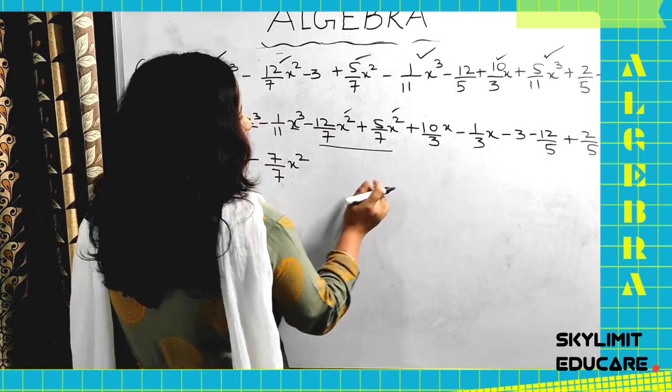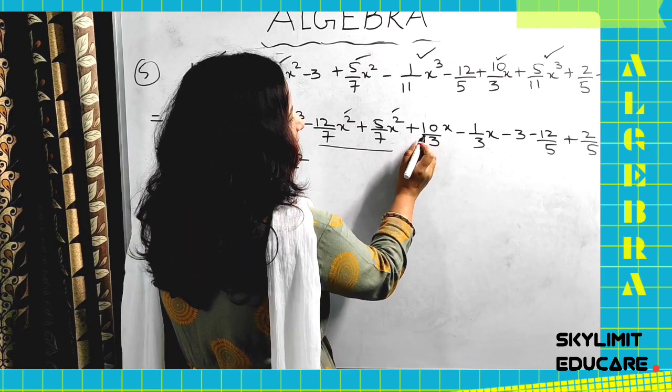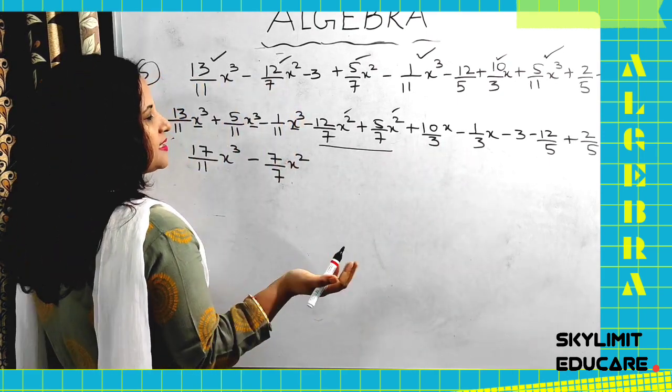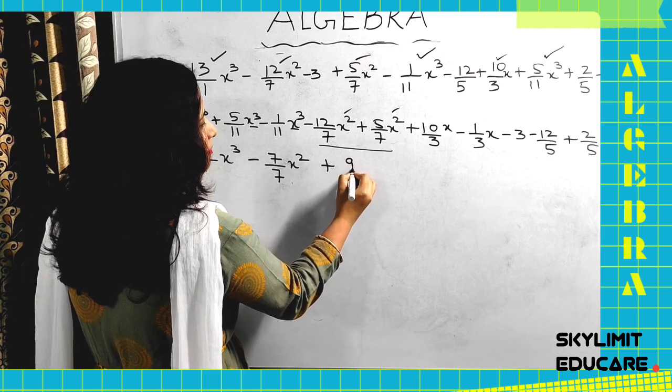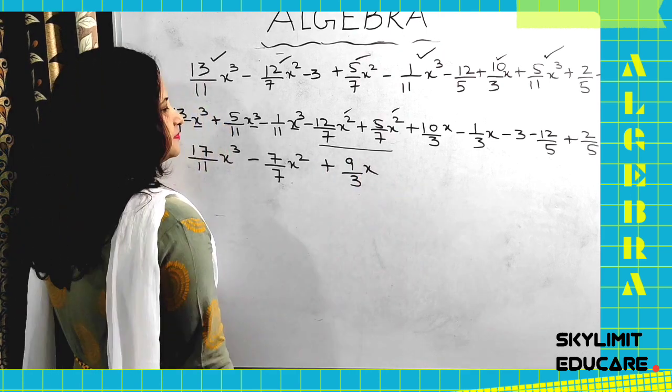Now let's come to the x part. Both have the same denominator. So plus 10 minus 1 is plus 9. Plus 9 by 3x. Yes.